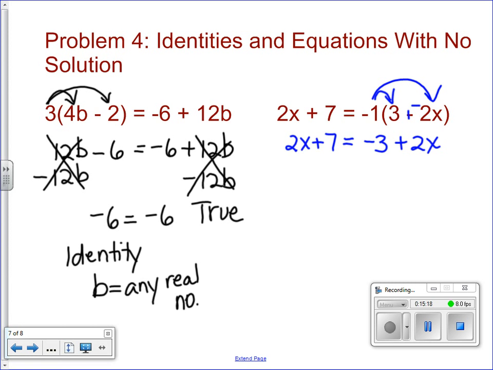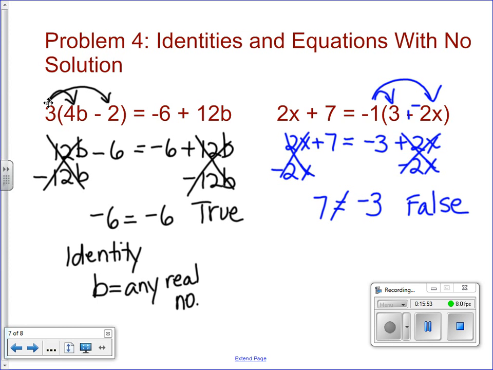All right, now in this case, again, I'm going to attempt to move my variable to the other side. And you can see plus 2x minus 2x cancels out. And on the left side, 2x minus 2x cancels out. And in this case, I'm left with 0 plus 7, which is 7, on the left. And on the right-hand side, I have negative 3 plus 0, which is negative 3. This is a false statement. 7 is not equal to negative 3. So when we have a false statement, that's when we say we have no solution.